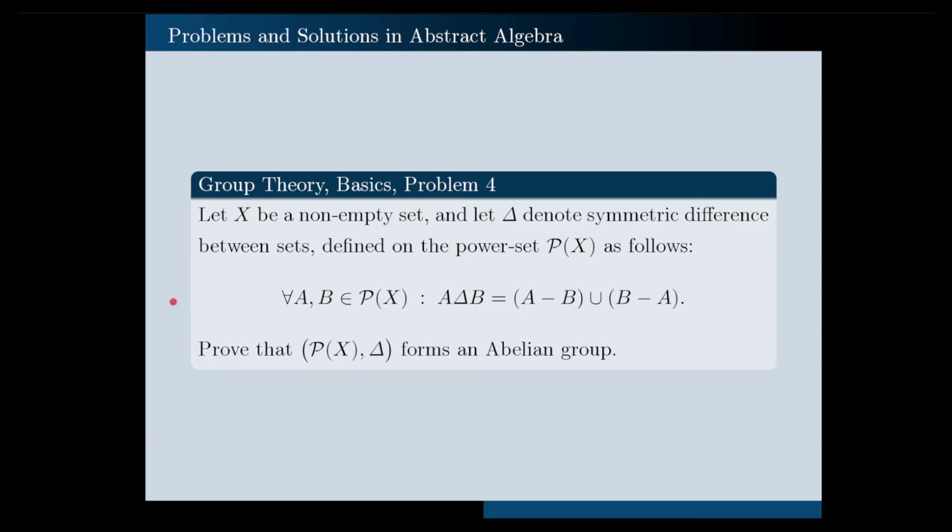Hello, in this video I'm going to solve the following problem for you. Let X be a non-empty set and let delta denote symmetric difference between sets defined on the power set P of X as follows. For all A and B in P of X, A delta B is defined to be A minus B union B minus A. Prove that P of X and delta forms an abelian group.